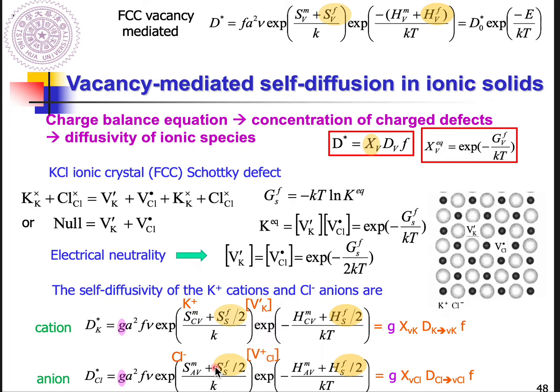Okay, so now in this potassium chloride FCC structure ionic material with the Schottky defect, we can easily get the self-diffusivity of potassium ion or chloride ion.